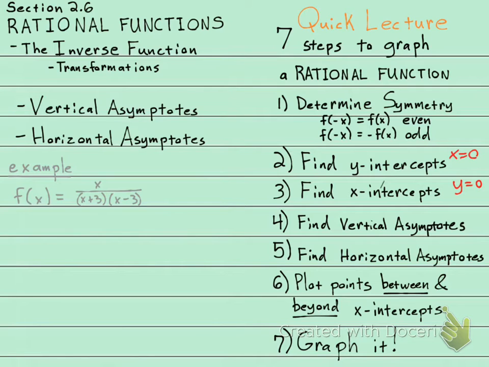And here are the 2 new things today: vertical asymptotes and horizontal asymptotes. We're going to see what those are in a minute. Part 6 is going to be to plot points. We want to plot some points in between the x-intercepts and close to the asymptotes. And then, of course, the 7th step is to graph it. So let's look at this example right here. I'm going to graph it for you so you can see what I'm talking about with these 1 through 7.